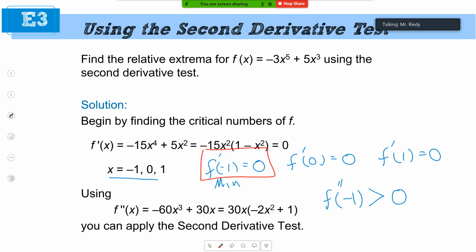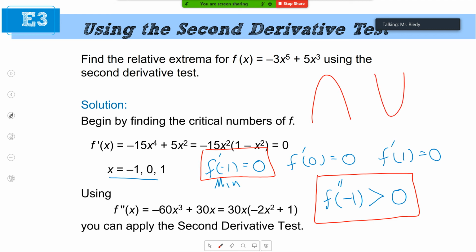Okay, so let's look at these two chunks of information. This and this. That's what we're going to combine for the second derivative test. So this says I have a critical number. It's either this or it's this. Is it a max or is it a min? This, f'' being greater than 0, means that it is concave up, which means now all of a sudden it's this guy, which makes it a minimum. Okay? It's a U, and a U has a bottom, so it's got to be a minimum.